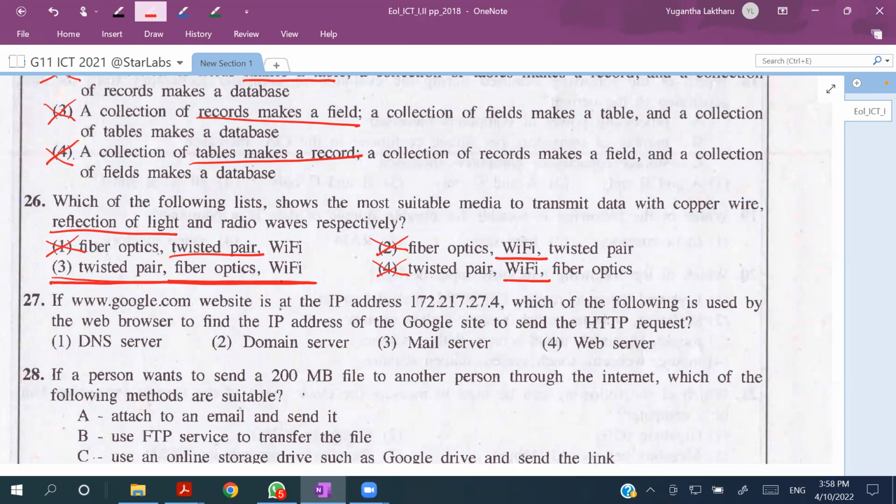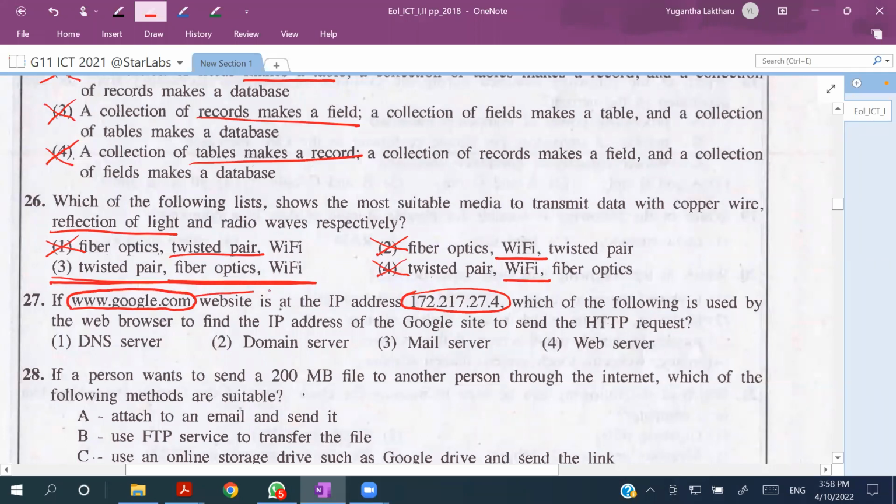The 27th: if the www.google.com website is at the IP address 172.217.27.4, which of the following is used by the web browser to find the IP address of the Google site to send the HTTP request? Definitely this web address must be converted into this IP address. Then only the web browser will be able to find the Google web server, right?